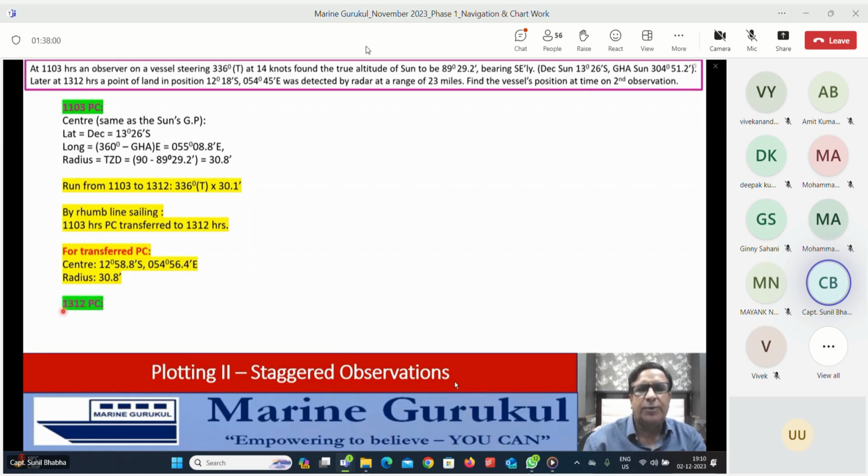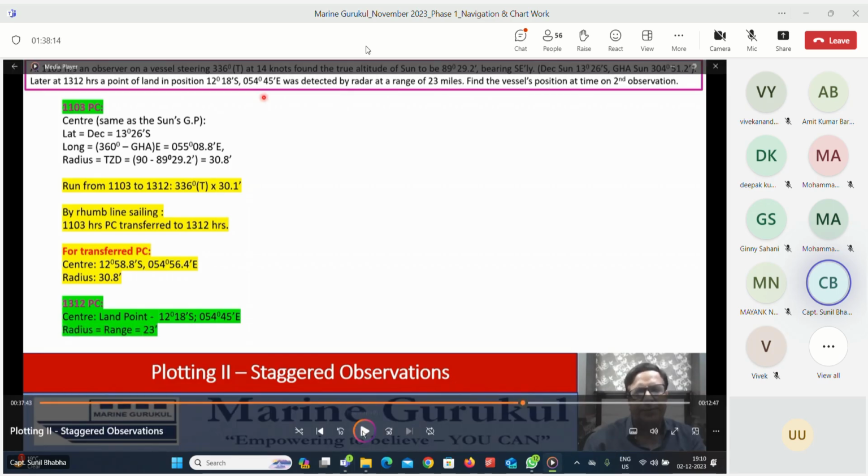Now 1312 PC, which is by radar range, will have its center as the point on land, whose lat and long is given in the question, and the radius shall be 23 miles. Okay, beta. So we have obtained the information now. We can plot the transferred PC as well as the 1312 PC, and their intersection will give us the fix. So up to here, beta, this was the calculation part. Up to here, any doubts coming in? No, sir. Okay, beta. Great. Let's move ahead.